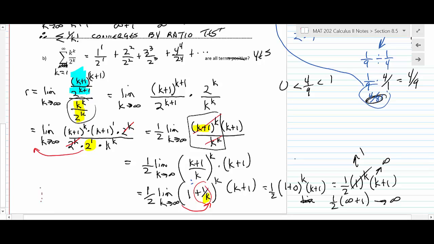So what you would say then on this one is, therefore, and you can just write the series a sub k. You don't have to write k to the k over to the k. You're going to say diverges by the ratio test.